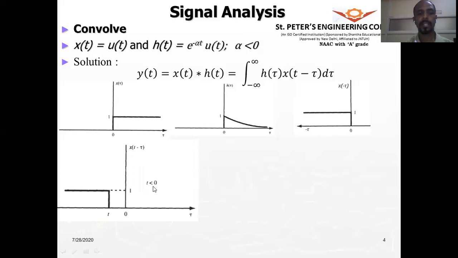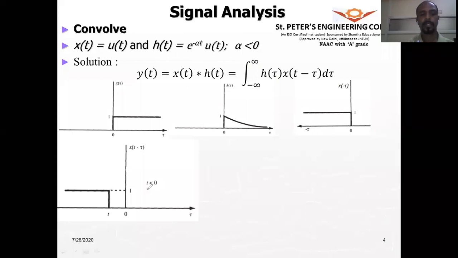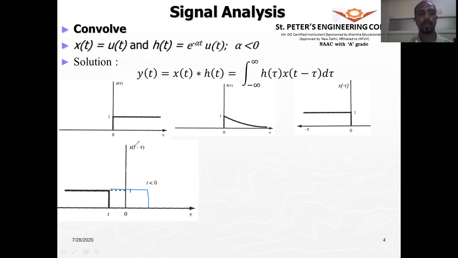Now, if t is less than 0, this will get shifted to the left. If t is greater than 0, then this signal will get shifted like this. Let me just show you how it would look. So if t is somewhere here, let us say it is starting, this is where it starts and it will go on up to minus infinity. So this is our signal x of t minus tau. As I told you, in this equation t will vary from minus infinity to plus infinity. Tau also is varying from minus infinity to plus infinity.